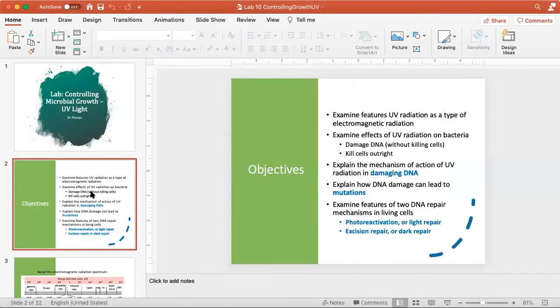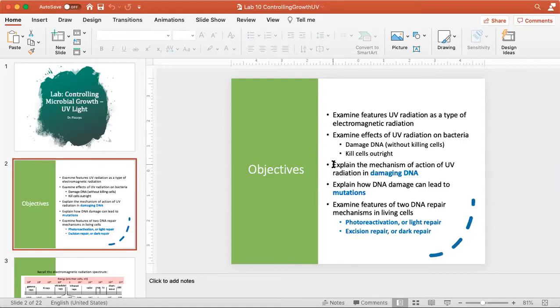So ultraviolet is a type of what's called electromagnetic radiation, and it's often referred to just as ultraviolet radiation. We're going to look at the effects that UV radiation has on bacteria. And we know from previous work that ultraviolet can do two things to bacterial cells. First of all, it can kill them outright if they're exposed to it for a long enough period. And it can also damage their DNA without killing the cells. All right, we'll be talking about that in some detail.